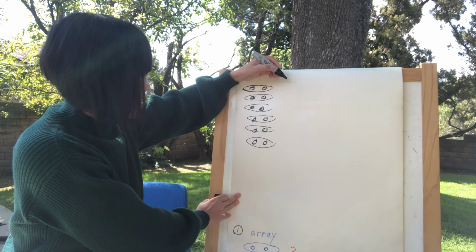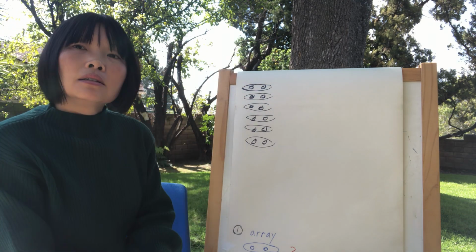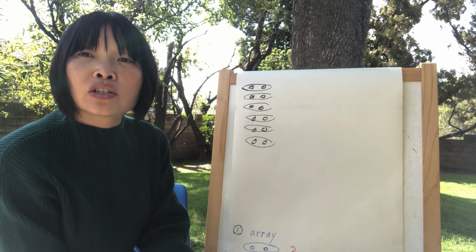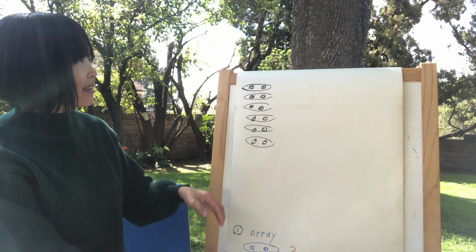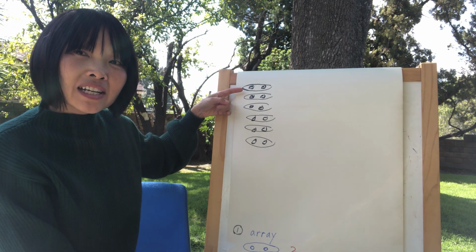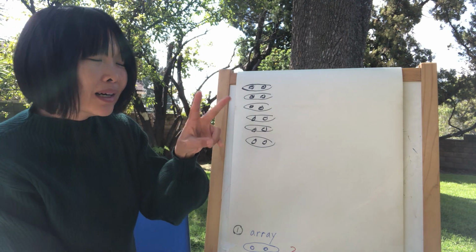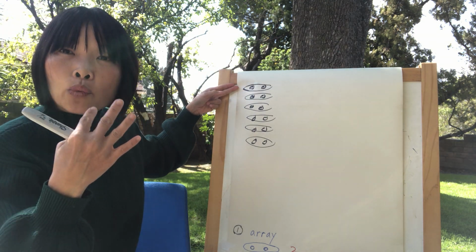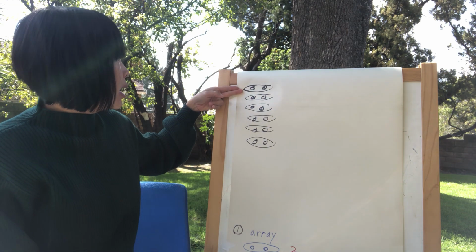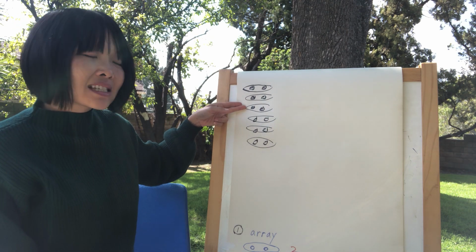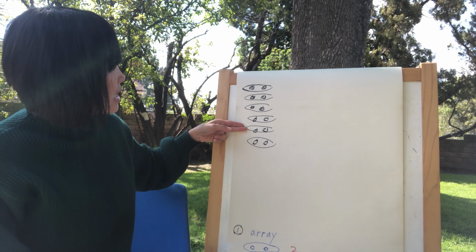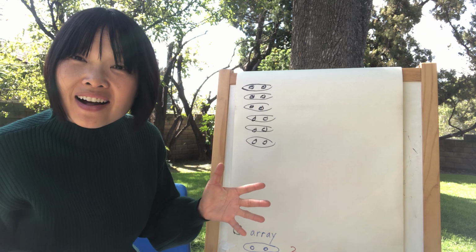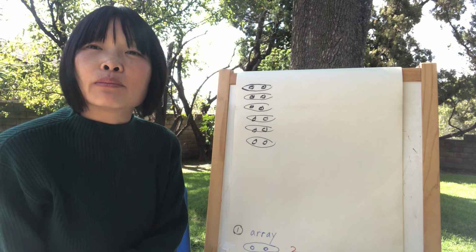Okay. Now I want you to skip count with me to find the total. You ready? We're gonna skip count by twos because there are 2 in each group. Ready? Let's count. Count with me. 2, 4, 6, 8, 10, 12. The total is 12. Yes. Write down the number 12.